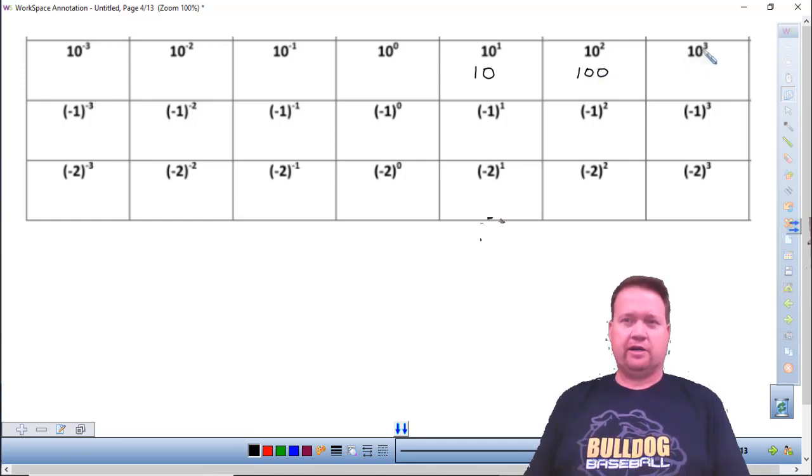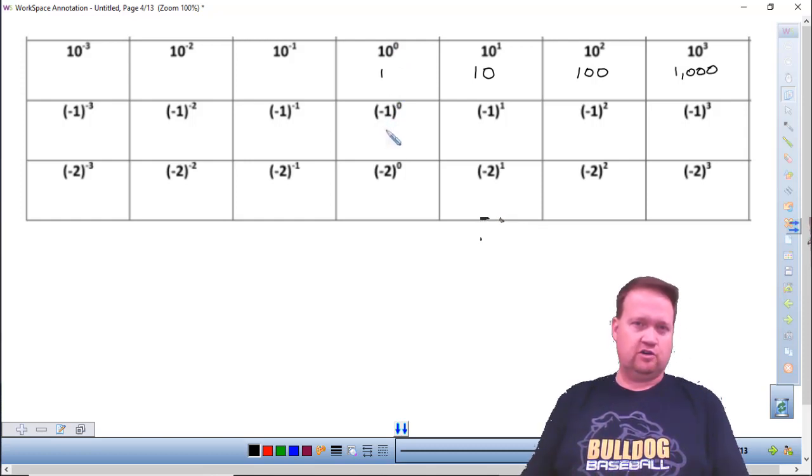As the exponents get bigger, just look at the exponent. It tells you how many zeros are going to be there. So 10 to the third is a 1 with 3 zeros. And 10 to the 0 is a 1 with no zeros, which is still just 1 and follows the pattern. In fact, all these numbers to the 0 power are going to be worth 1. It doesn't matter what we have. Any value to the 0 power will be worth 1.